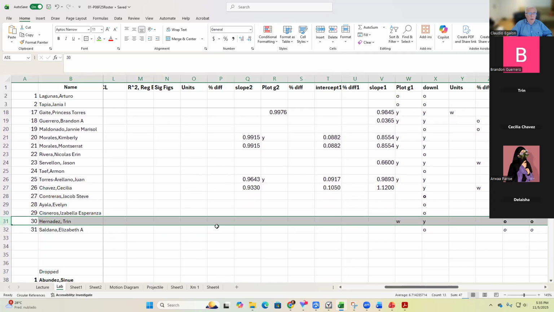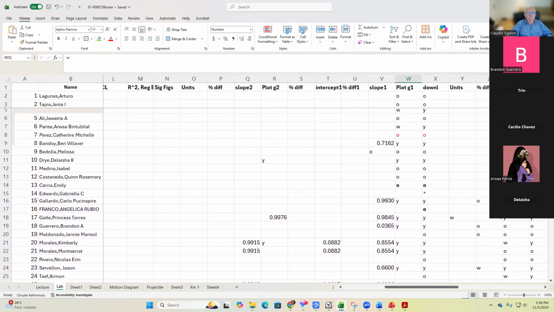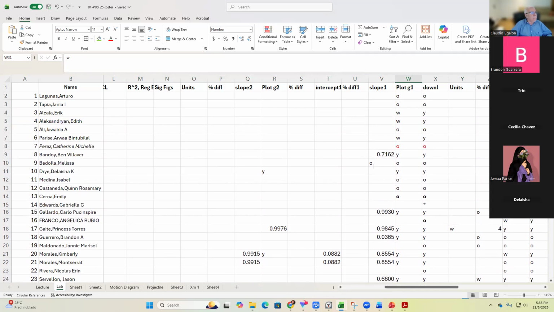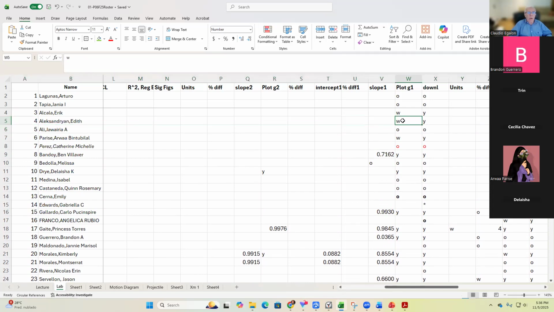Trin, are you still working on the graph, Trin, the first graph? Okay, I cannot hear from Trin. Let's see, is Edith there? Did you plot graph number 1, Edith? Yeah, I did. Okay, good.